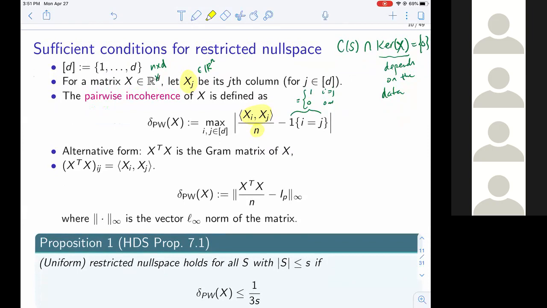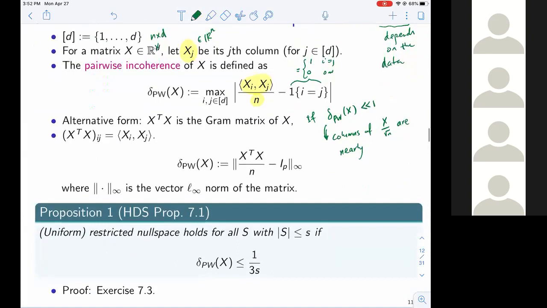The idea is that if the columns of X over root n are roughly orthonormal, so the condition is that we would like this to be small. If this is small, it is saying that the columns of X over root n are nearly orthonormal.